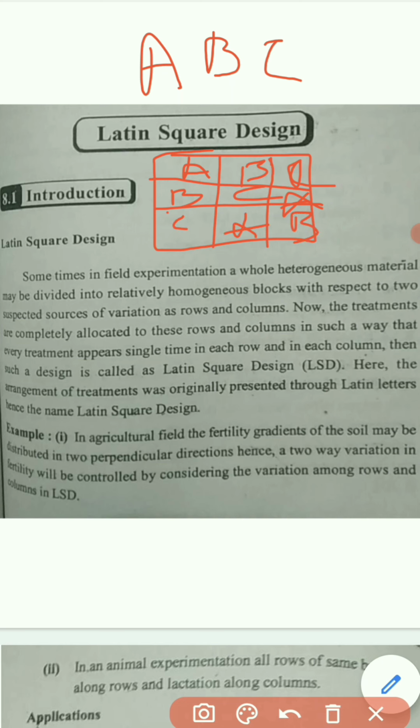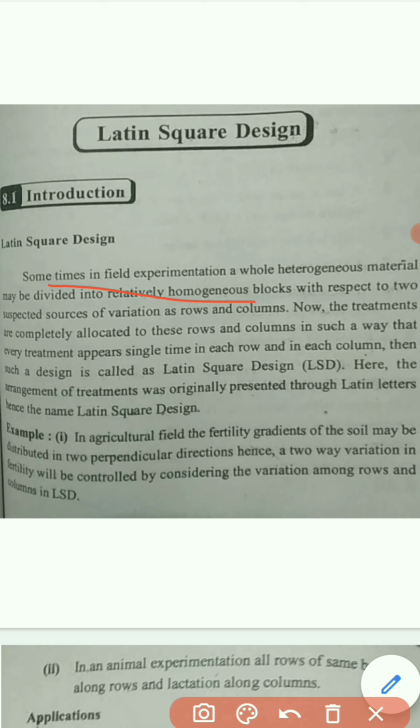That means, students, in every row each treatment will come only once, and in every column also each treatment comes only once. This is the fact of the Latin square design. In this theory also they are saying all these things. And students, it is an example from the agriculture field also.